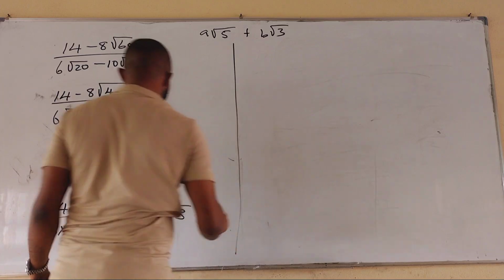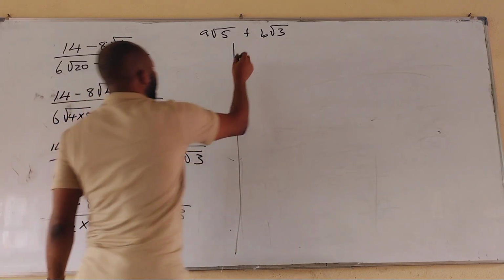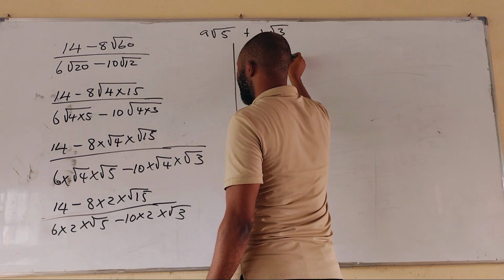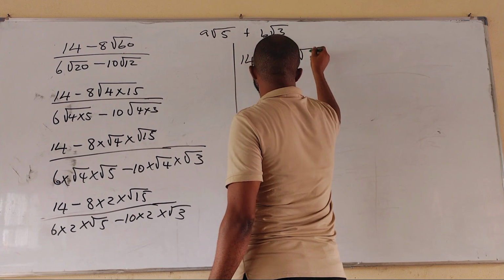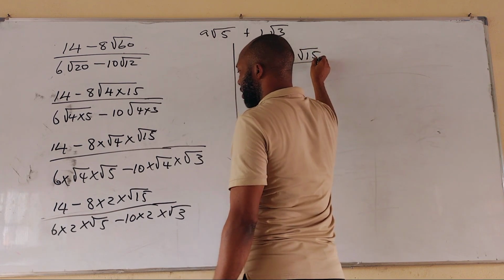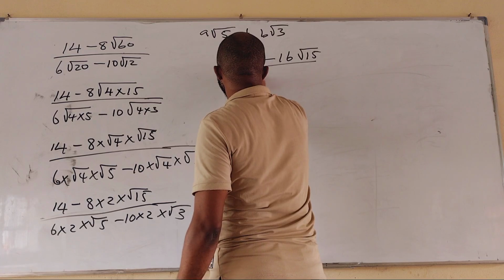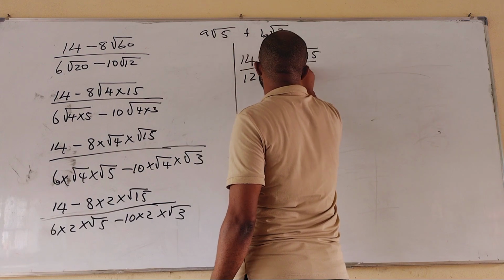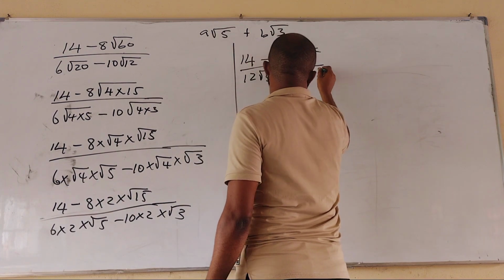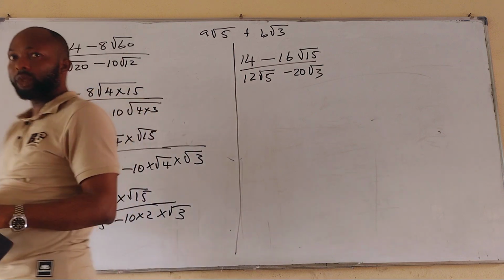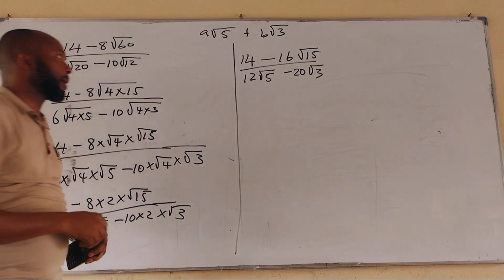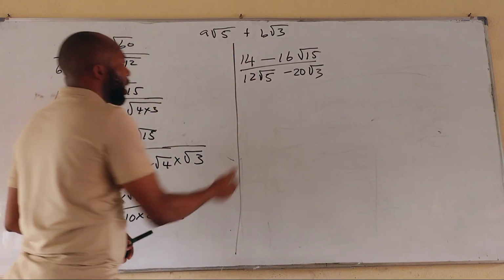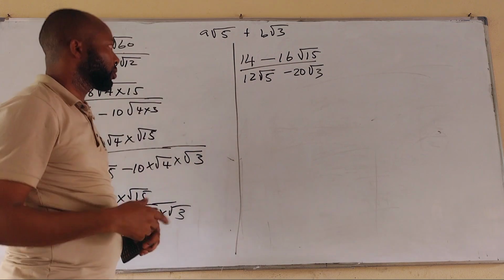Let's come back. So now we have 14 minus 16 root 15 over 12 (6 times 2 is 12) root 5, minus 10 times 2 is 20, root 3. Okay, this is where we are. We have to rationalize. Rationalize, remember our conjugates. We have to continue with that.